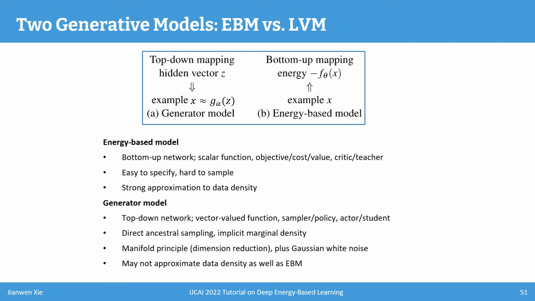On the other hand, the deep latent variable model or generator model has a top-down level that maps a latent vector to a high-dimensional example. It is a sampler or policy. It is easy to draw samples by direct ancestral sampling. It has an implicit marginal density and might not approximate data density as well as deep energy-based model.